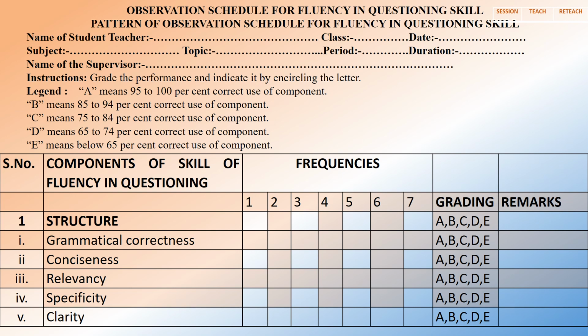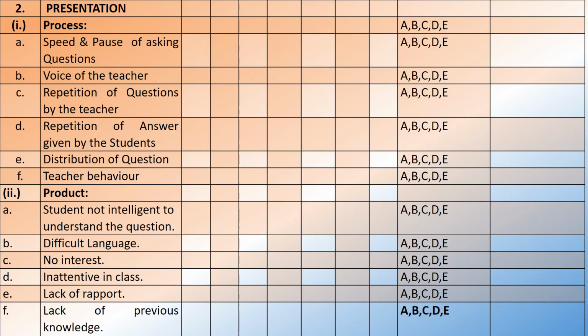In the next column, frequencies will be written, which will be further divided into 7: 1, 2, 3, 4, 5, 6, 7. After that, in the fourth column, grading will be done, and lastly, remarks of the teacher will come. The component of presentation is further divided into process and product.